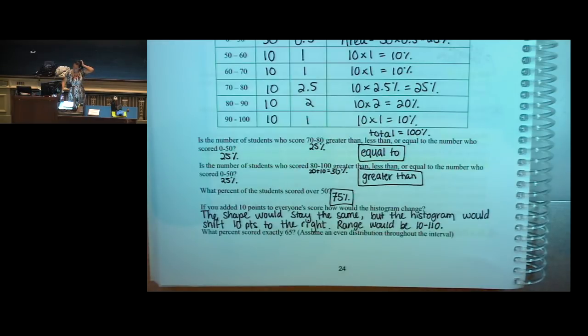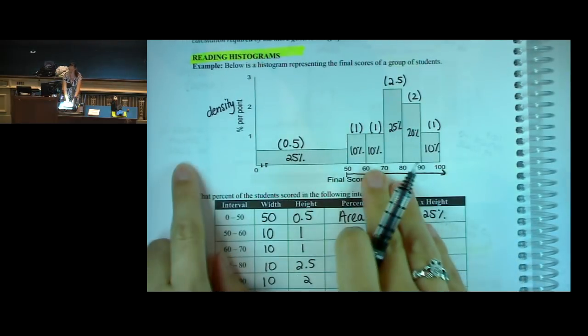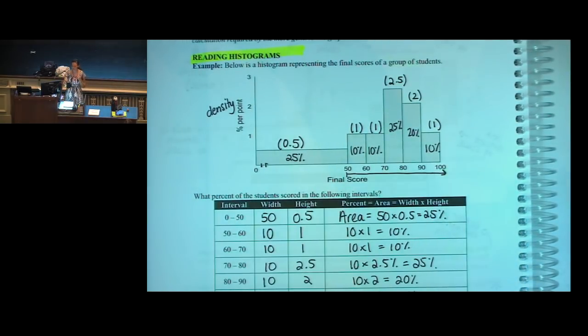So that's what would happen. Same kind of thing if we deducted 10 points from everyone's score. The whole thing would shift, well, that's weird because I'm facing the other way. But this whole thing would shift to the left. That's all that would happen.